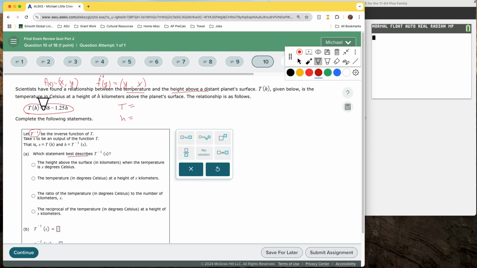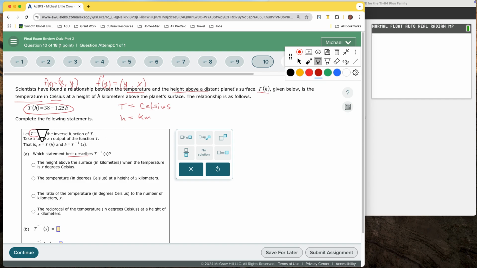Given below, T of H, or just T if we want, is the temperature in Celsius. So we're looking for the word Celsius or something dealing with temperature. T will always be that. That never will change, whether we're dealing with the inverse function or the forward function. It's going to be Celsius. H is the height in kilometers, and that will never change. H is always going to be representing kilometers, height above, even when we switch the order of how we're putting it in, right?